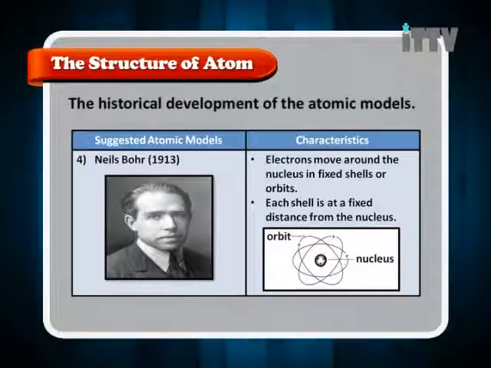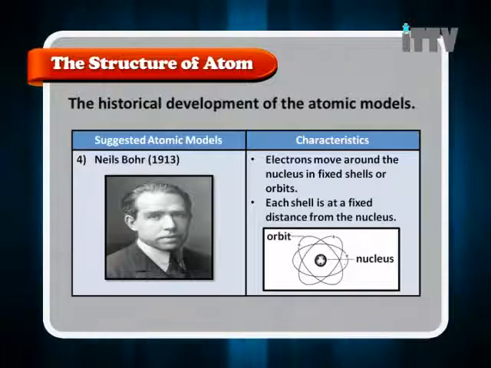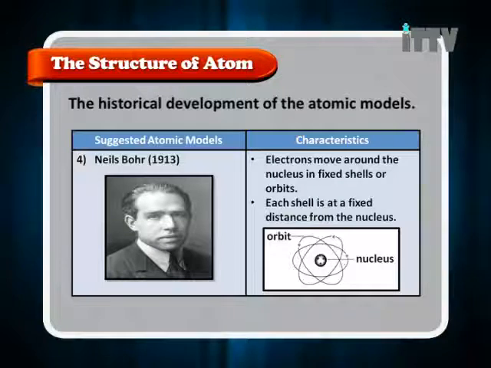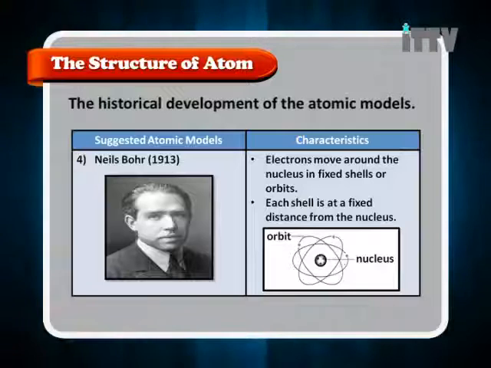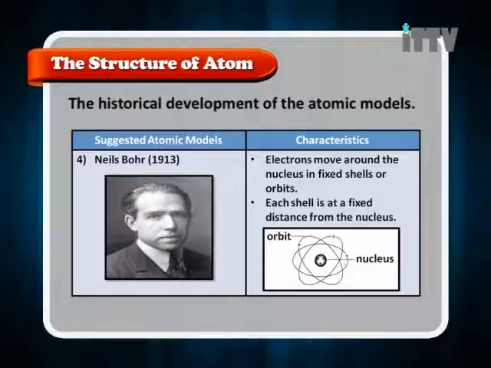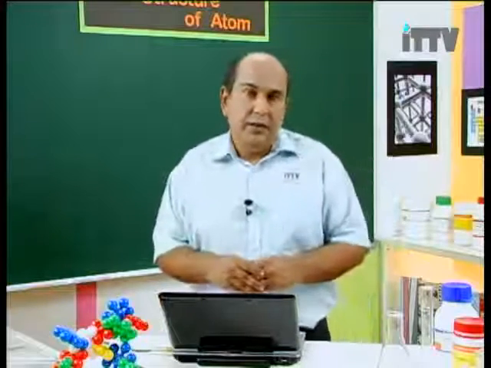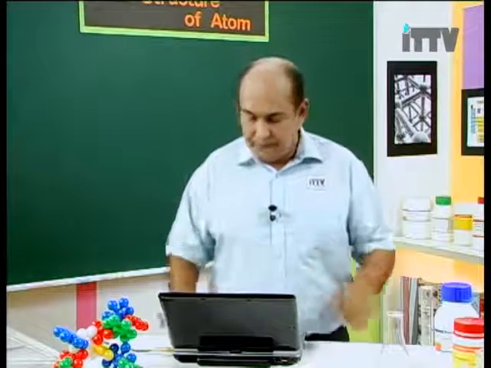Niels Bohr, 1913. Characteristics. Electrons move around the nucleus in fixed shells or orbits. Each shell is at a fixed distance from the nucleus. So now we move even further. Thomson's free-moving electrons now are actually in fixed shells.